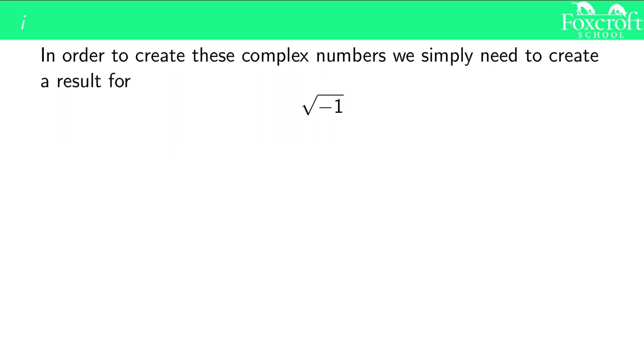All right, so in order to create these complex numbers, all we have to do is introduce one more thing, and that's that we have to introduce an answer for the square root of -1. And what we're going to do is we're going to call that i. This lowercase i is always just going to represent the square root of -1. So by just introducing this one extra thing, we'll be able to solve any quadratic.